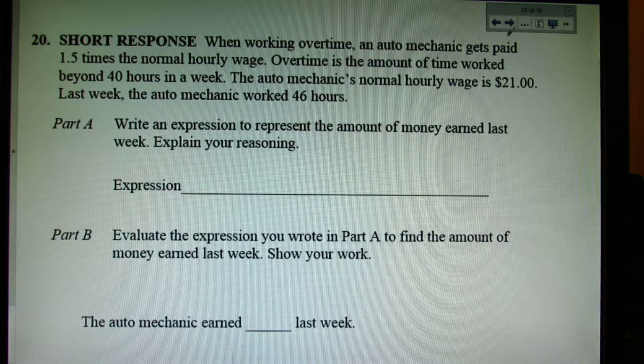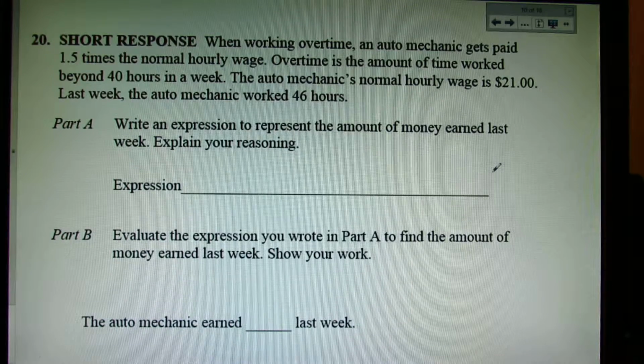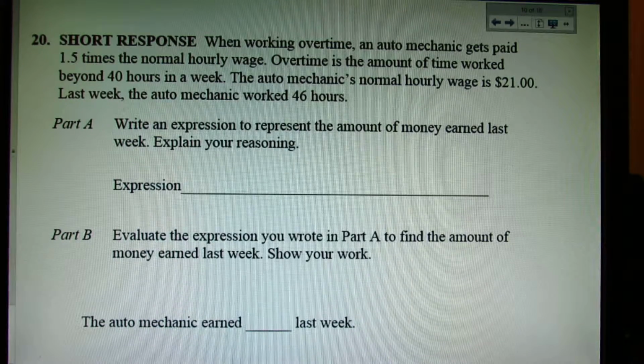Number 20. When working overtime, an auto mechanic gets paid 1.5 times the normal hourly wage. Overtime is the amount of time worked beyond 40 hours a week. The auto mechanic's normal hourly wage is $21. Last week, the auto mechanic worked 46 hours. Okay, part A says, write an expression to represent the amount of money earned last week. Explain your reasoning.